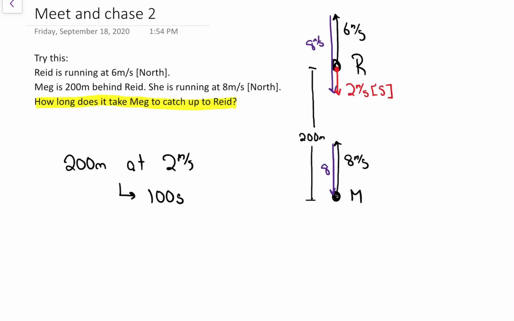The question didn't ask it, but if we wanted to know where, we now know that Meg goes 8 meters per second for 100 seconds. That means Megan would move 800 meters. Because they were moving in the same direction, when we switch perspective, we end up with a lower overall speed, and then we can just use some logic to figure out the when and the where.